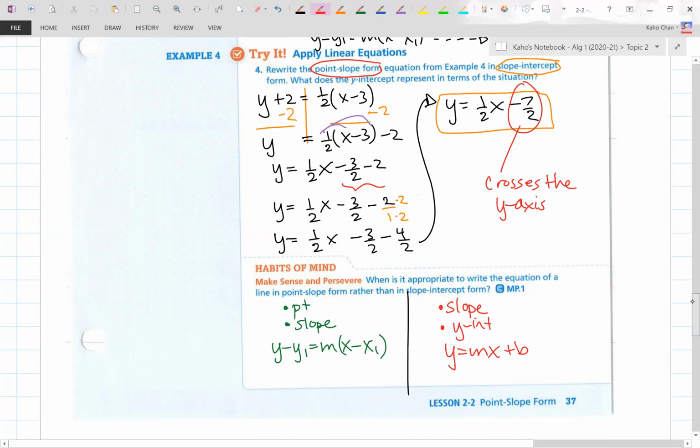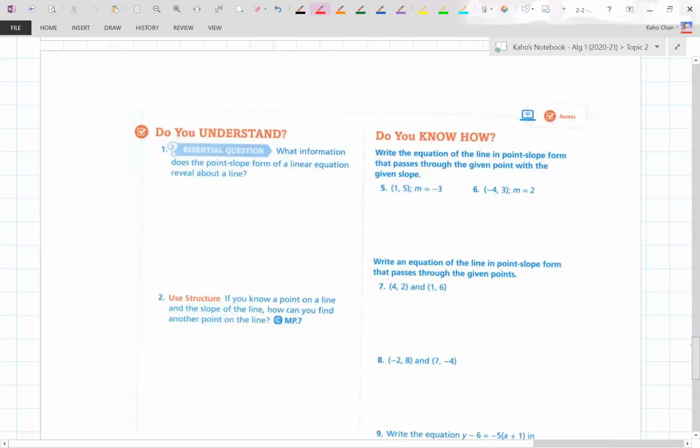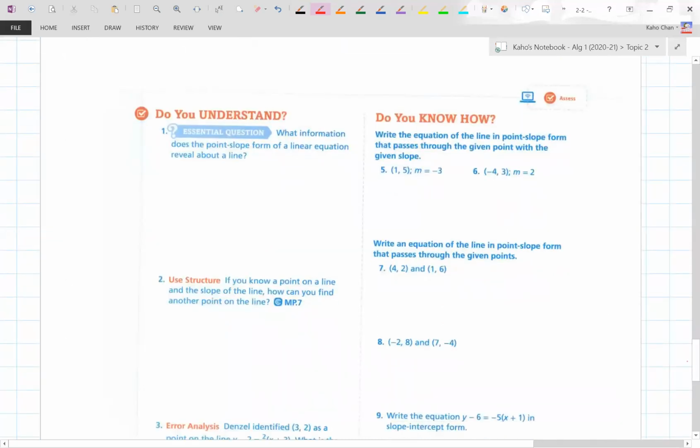Here we go. Essential question: what information does the point-slope form of a linear equation reveal about a line? Literally the point and a slope.